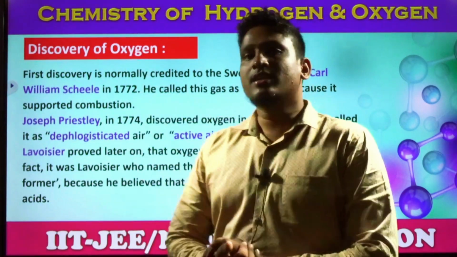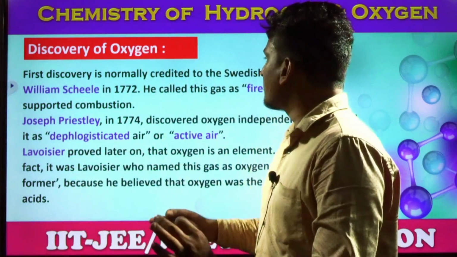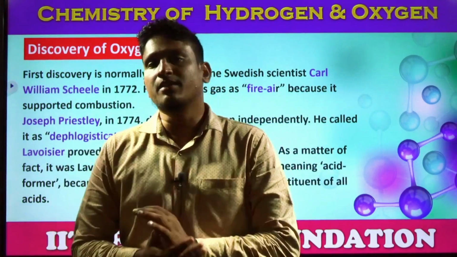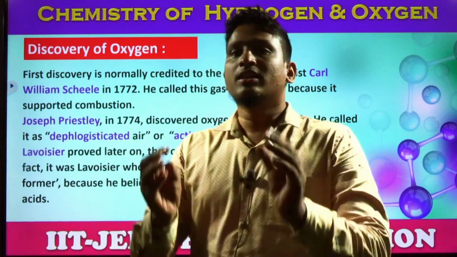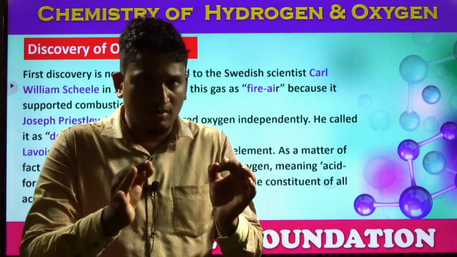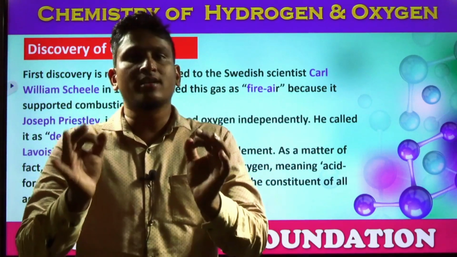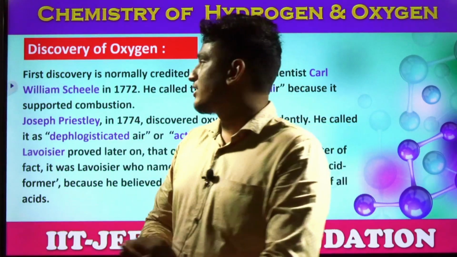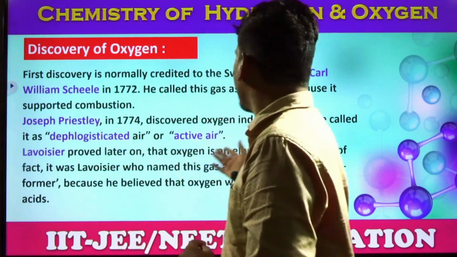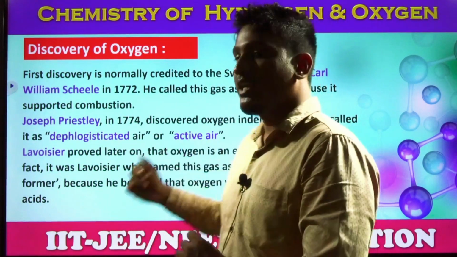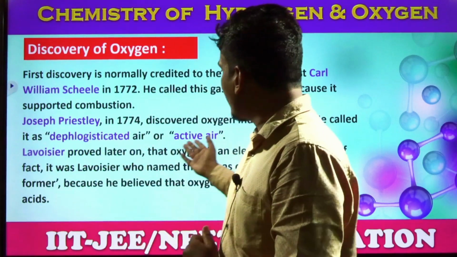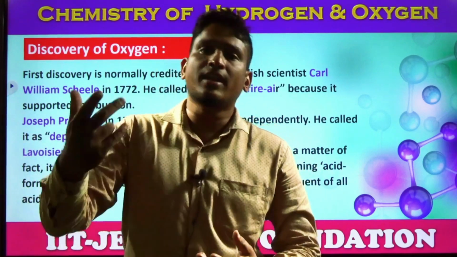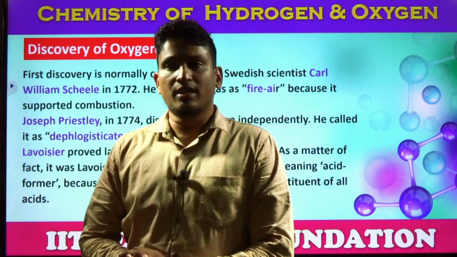First, the discovery of oxygen. The first discovery was done by the scientist Carl William, and he called this gas fire air. That means he concluded that all burning happens in the presence of this oxygen. But he was unable to explain the elemental character of oxygen. Later on, Joseph Priestley also discovered oxygen independently, and he called this air dephlogisticated air or active air, meaning combustible air. Active air means reactive air, but he didn't explain the elemental character of oxygen.